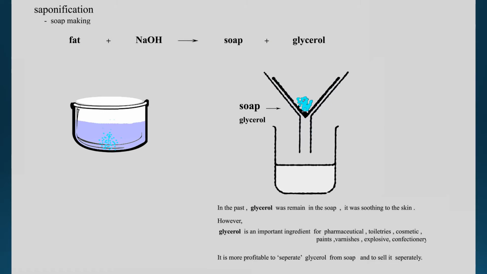And what about soap and glycerol? The glycerol will remain in the soap, and glycerol is very good for the skin. Nowadays, in the soap making process, they always separate the glycerol and sell it for pharmaceutical use, as you can use it for many purposes, for example toiletry or cosmetic and many others. So it is more profitable to separate the glycerol from soap and sell it separately.